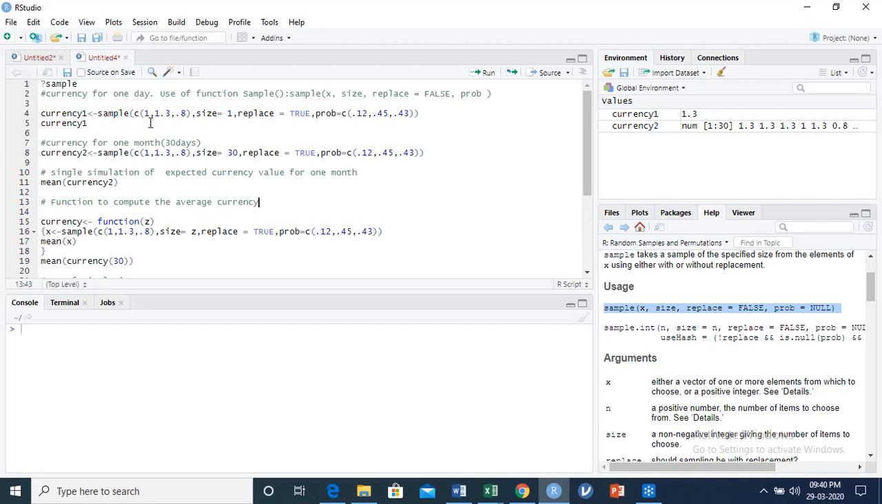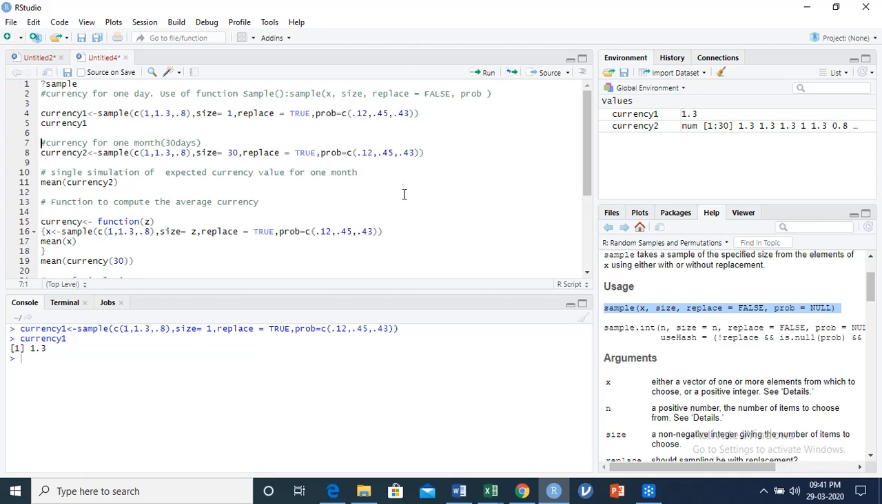In sample, first the x vector, that is the values: 1 for neutral, 1.3 for appreciation, and 0.8 for depreciation. Here size is equal to 1, that is we are trying to estimate the currency value for a single day, for one day, and the probabilities are, as we calculated, 0.12, 0.45, and 0.43. So if we run this, the value of currency is 1.3.